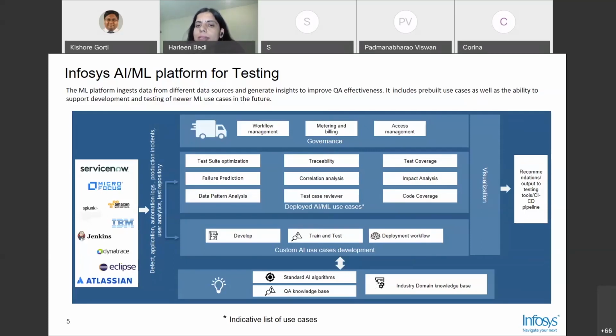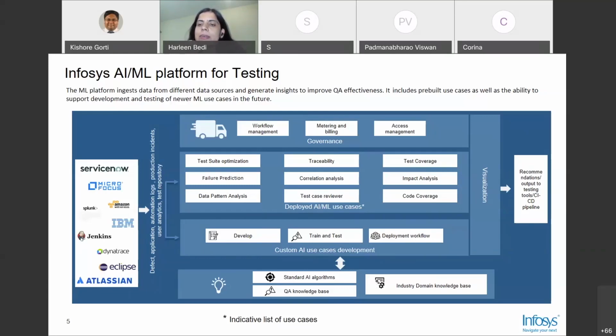And there are a few others. For example, the test case reviewer, which is an automated way to make sure that the test cases being written are complete, non-ambiguous, and meeting certain standards, while at the same time giving enough coverage with respect to the requirements. These are some of the pre-built use cases, and there are a couple more, but I've just kept the list to a few of them.